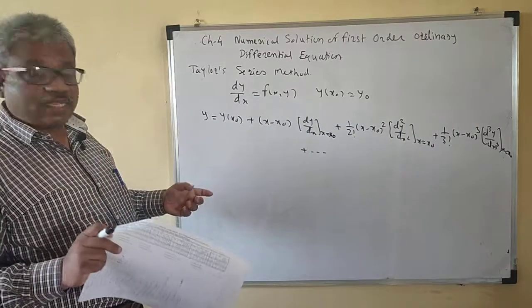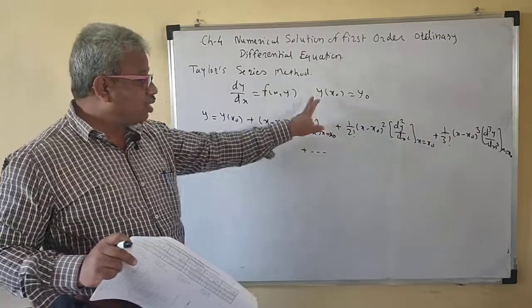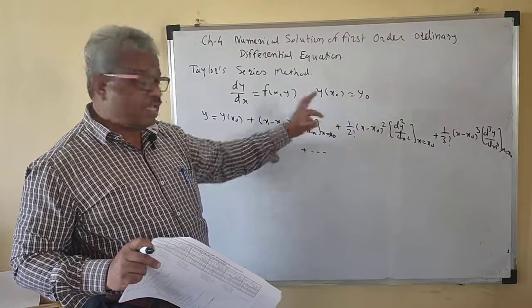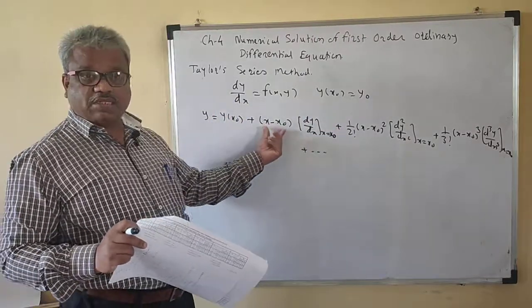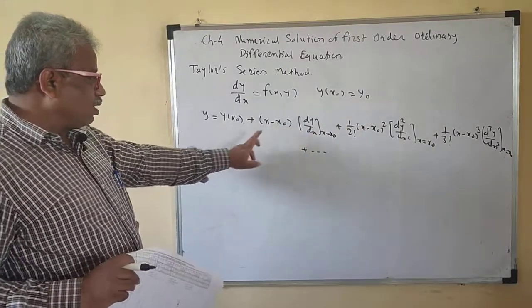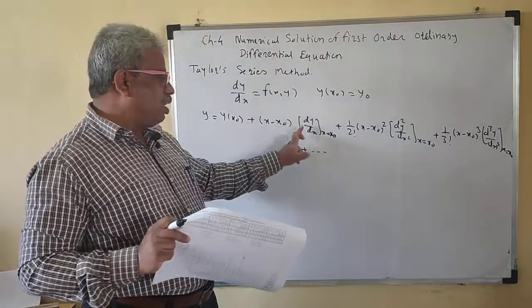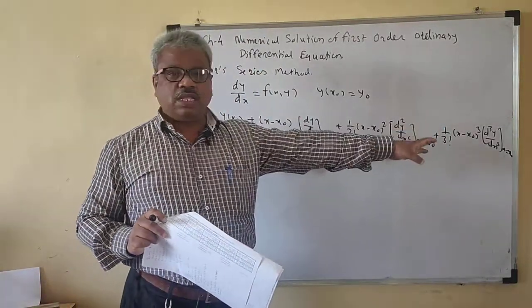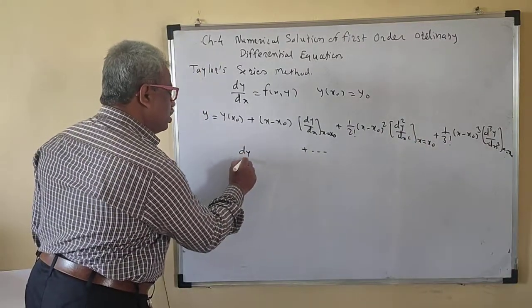We get a power series in terms of x minus x naught, in powers of x minus x naught. Here x naught is a constant, so you can find the values. You only have to find the values of dy by dx, d2y by dx square, and so on. Now suppose we have this equation.